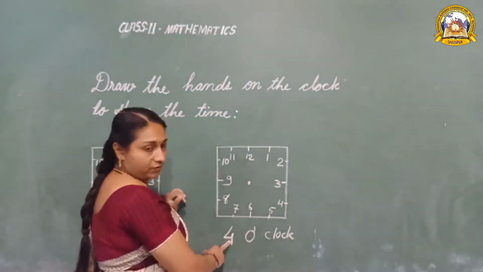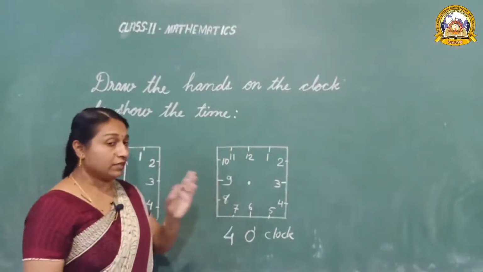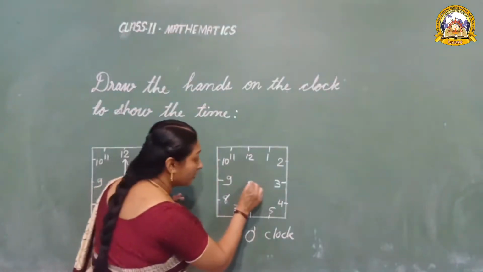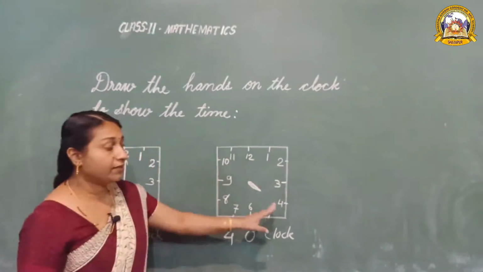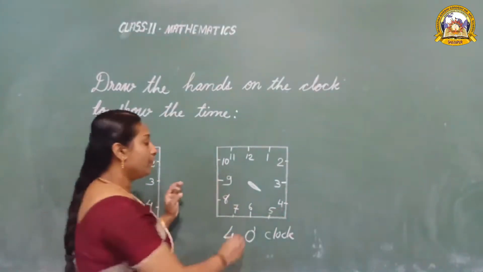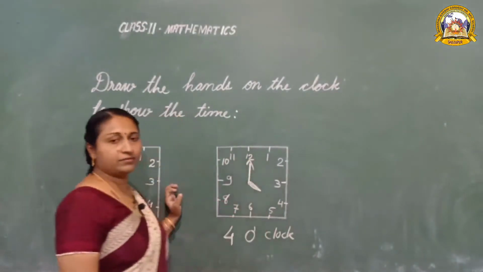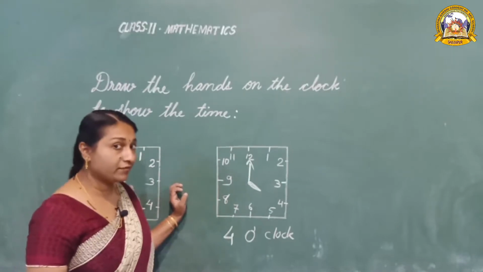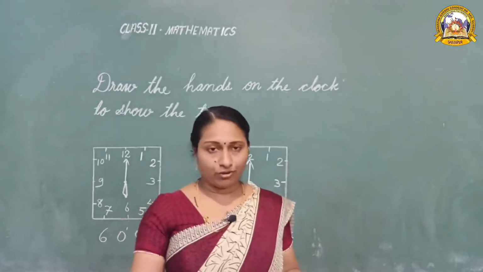Then if the time is 4 o'clock, the hour hand should be at 4. Yes, the shortest hand. That should be at 4. Then the minute hand should be at 12. Did you get it? Okay, can you do the remainder of the work? Okay, you can.